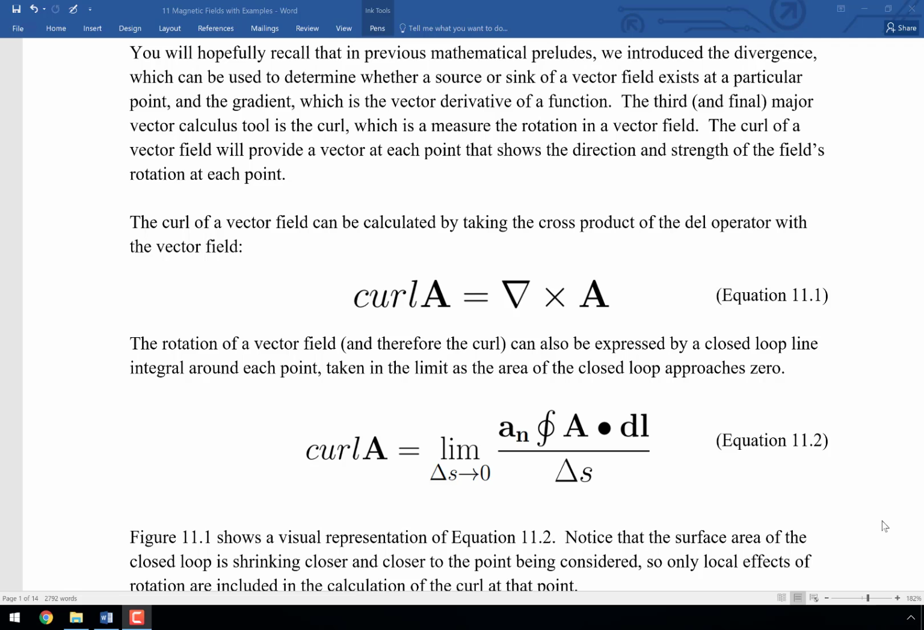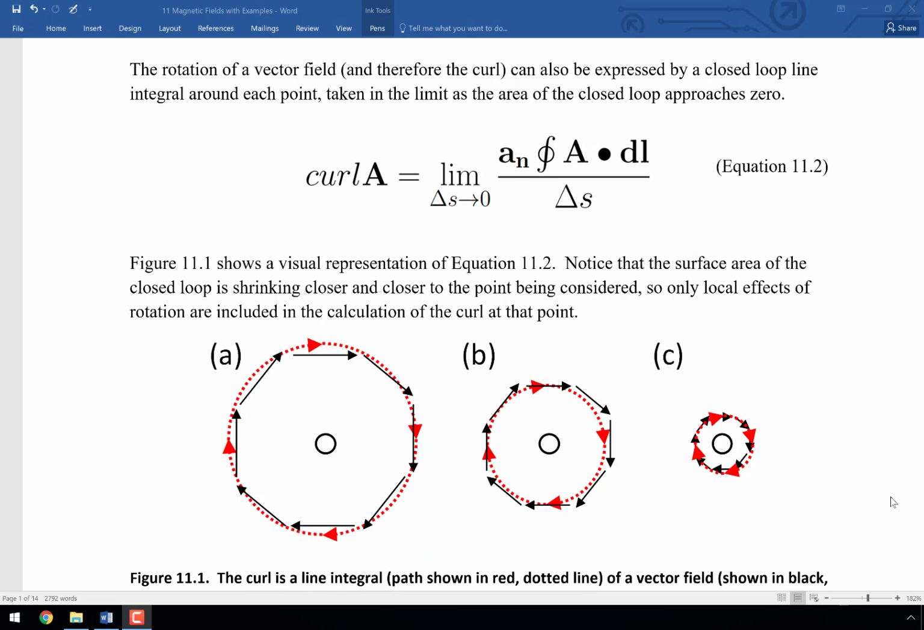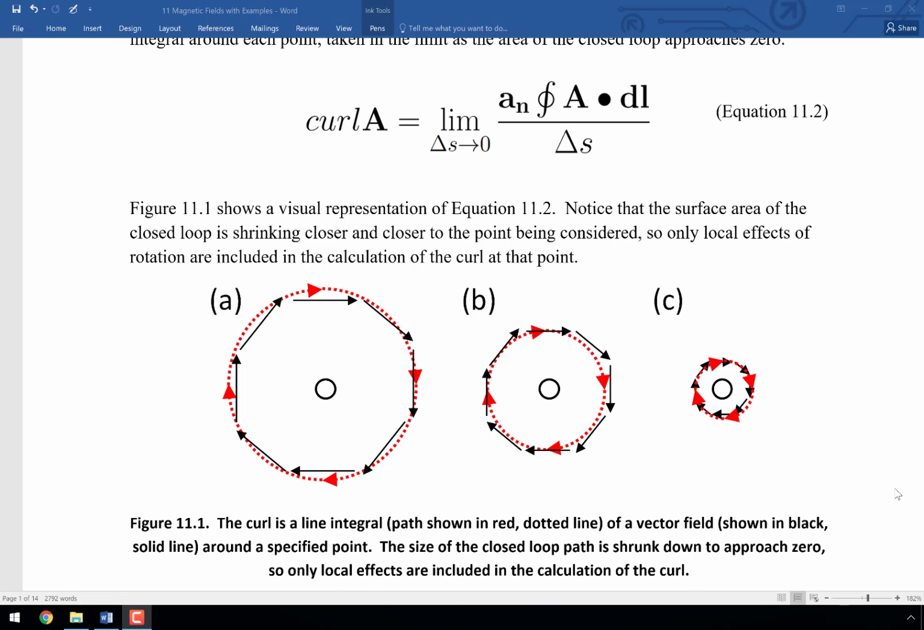We can represent the curl of A as del cross A. You'll remember that we've seen that del operator both with the divergence and the gradient. We're going to use it again here. And the curl of A can also be represented by equation 11.2. Equation 11.2 is a little bit complicated and very dense, so I just wanted to take a minute and unpack that. I've also drawn figure 11.1 here to help to illustrate what's going on with this equation.